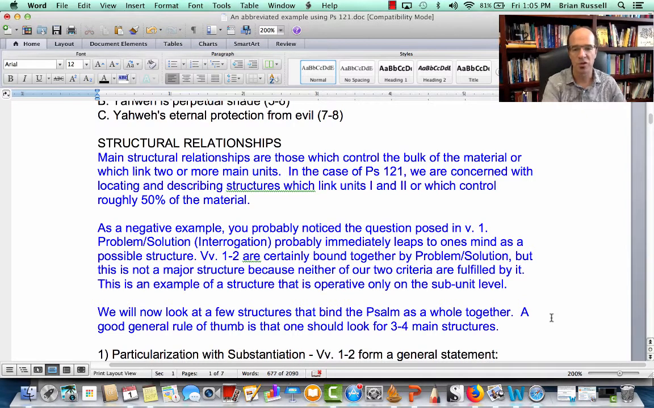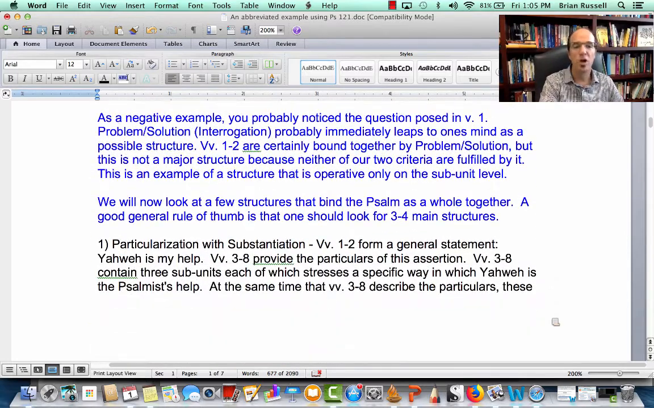So let's look at a couple of structures that are actually there. Maybe you noticed that essentially verses 1 and 2 are making a broad statement. They're saying that Yahweh is my help. When you start with a general statement, and then you observe that verses 3 to 8 are giving the specific examples, the particulars of that, that's what's called particularization. It's the movement from the general to the particular. So verses 1 and 2 are a general statement that verses 3 to 8 particularize.